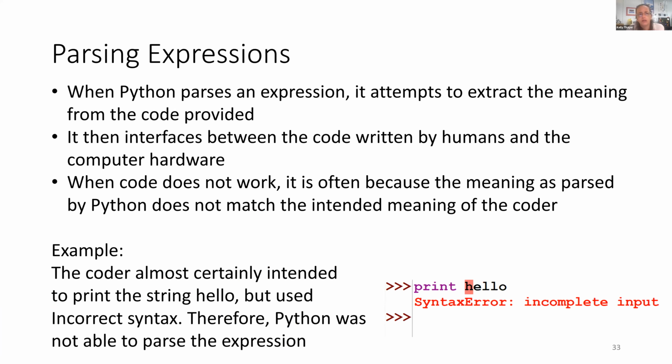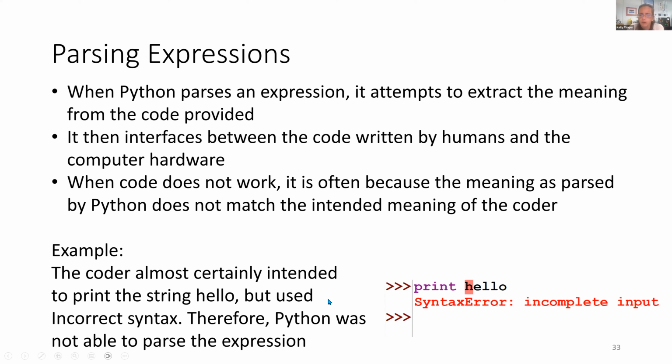So we'll have this idea of parsing the expressions. When Python parses an expression, it attempts to extract the meaning from the code provided by you, the coder. It then interfaces between the code written by humans and the computer hardware. When the code does not work, it is often because the meaning as parsed by Python does not match the intended meaning of the coder. This often happens when you run something and you don't get an error.